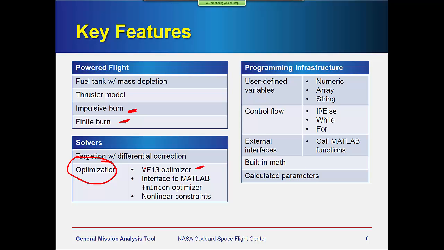BF13, this is the internal optimizer. We also have an interface to MATLAB's fmincon optimizer. If you have MATLAB, you can use it with GMAT.